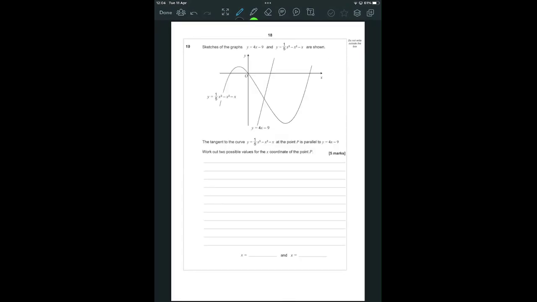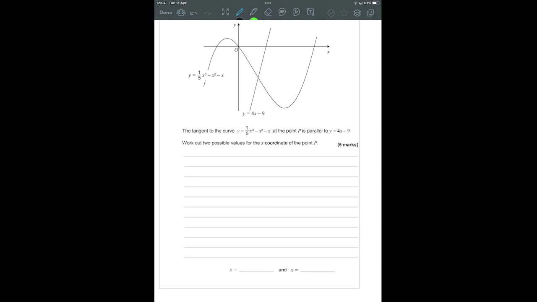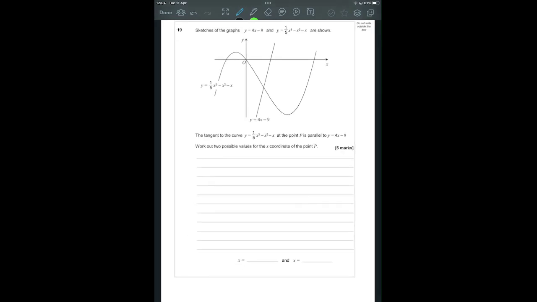Question 19. We have sketches of a straight line, y equals 4x minus 9, and a cubic on our picture. The tangent to the curve at the point P is parallel to it. Well, where is the point P? We need to try and find the point P, and we've been told the tangent is parallel to 4x minus 9. So somewhere we can draw one of these parallel lines and it will be a tangent to the curve.